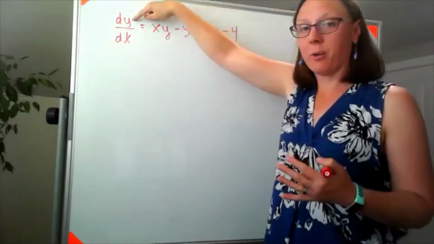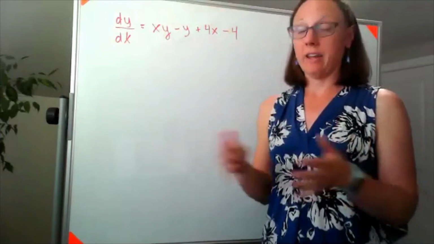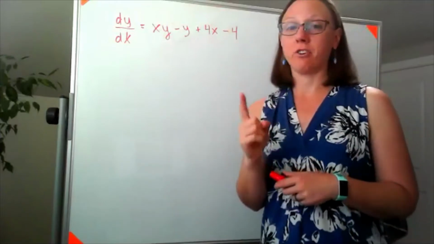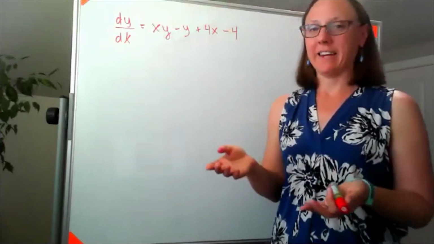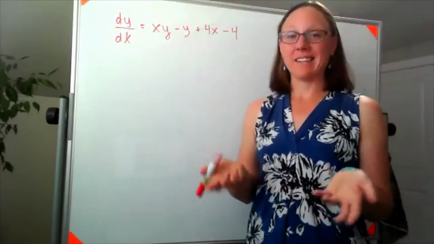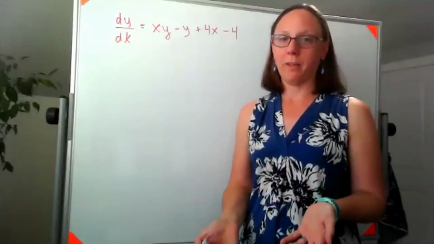That y, the variable on top, that's the one that I should be looking at everywhere else in the question. And if everywhere else y is raised to the first power, that's going to make it linear. And I can tell right here that that's the case. This is linear. So this is first order linear, and we can definitely treat the problem like that.